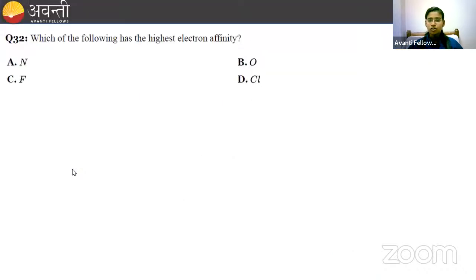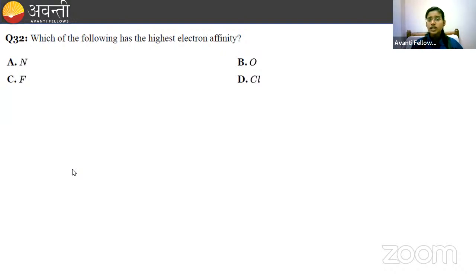The first question for today's session is, which of the following has the highest electron affinity? We are given four options: nitrogen, oxygen, fluorine and chlorine. We need to find out which one has the highest electron affinity. So what is meant by electron affinity?